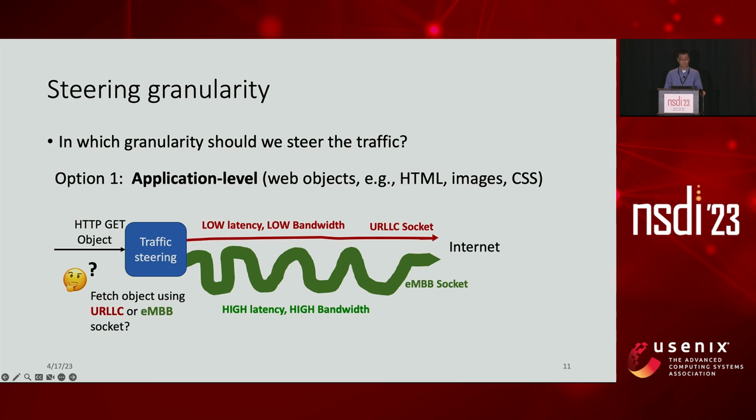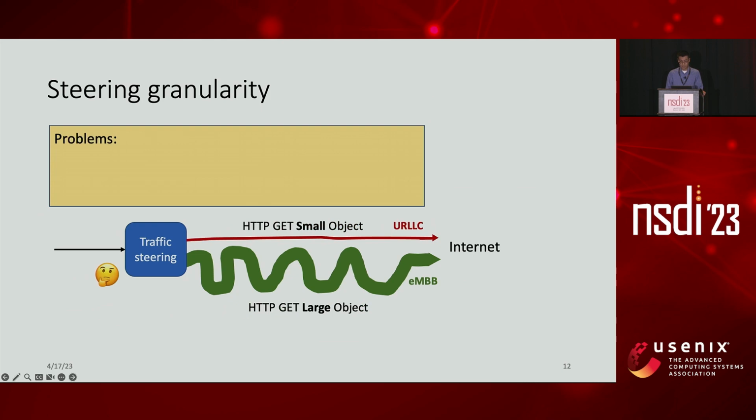Well, the first approach is to steer traffic at the application level, which translates to steering web objects in the context of web browsing. Here, the traffic steering should determine whether to fetch an object by performing an HTTP request on the eMBB or the URLLC socket. The reasonable solution is, of course, to only fetch small objects on URLLC, because URLLC is very bandwidth limited, and fetch large objects on eMBB.